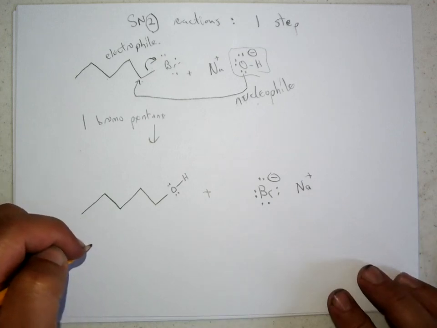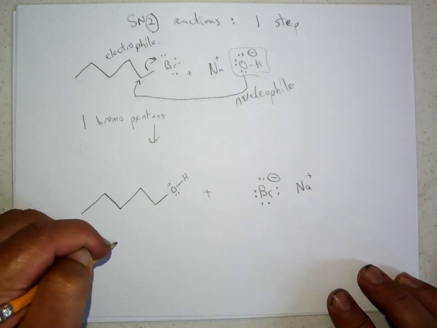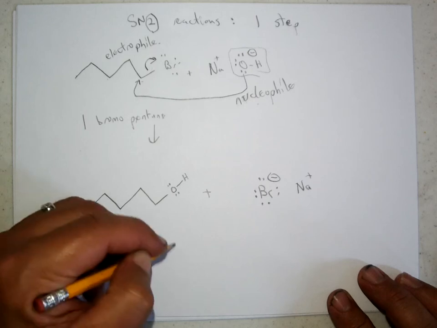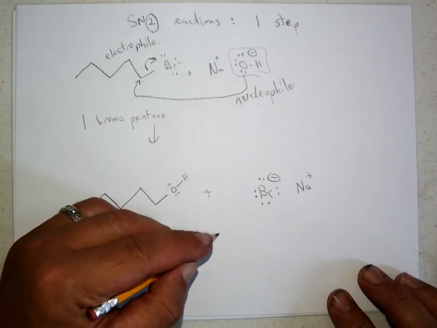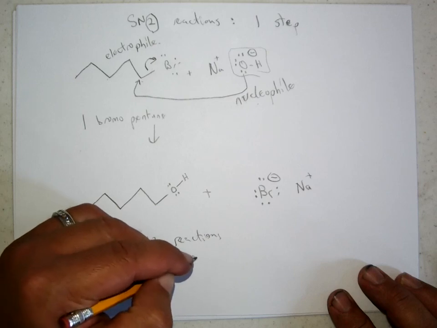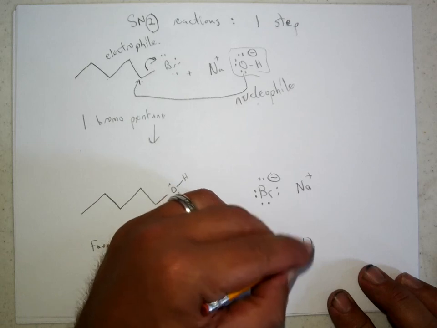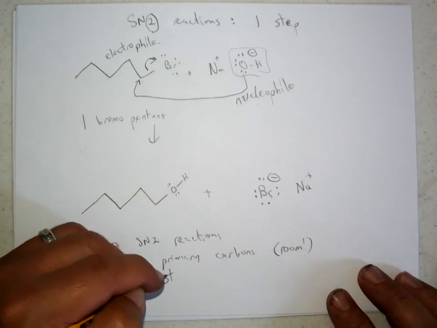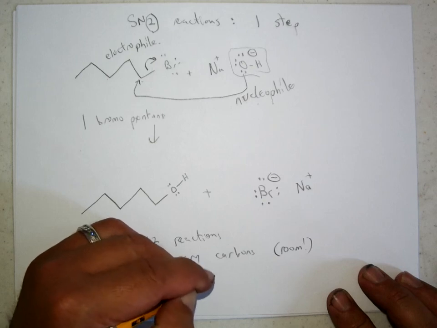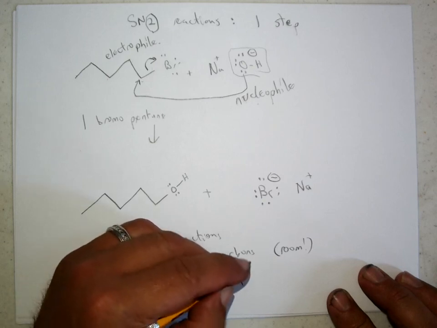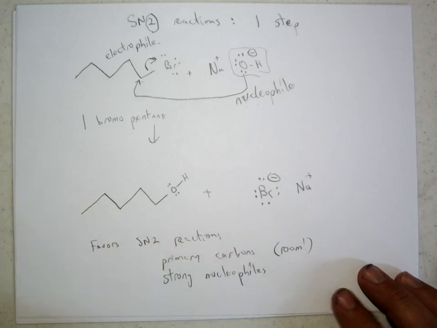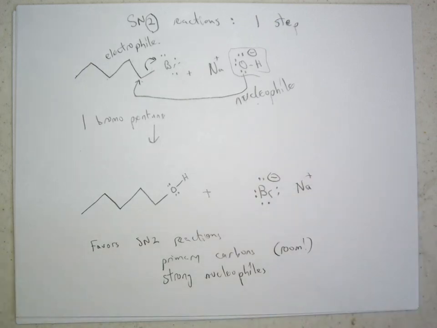And what favors SN2 reactions? Primary carbons, because there's room, spacious. Strong nucleophiles, because they literally have to push the leaving group off. So they're sort of like bullies. Alright, so that's a little overview in an introductory sense for SN2 reactions.